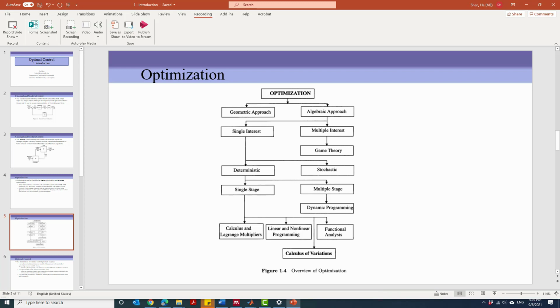For deterministic problems, according to how many stages it has, it can also be decomposed into the single stage optimization and also multiple stage optimization. Dynamic programming is a multiple stage optimization method. Under single stage optimization, we have a calculus and a Lagrange multiplier method. And Lagrange multipliers deal with the optimization of problem with constraints. Along with those lines, we have linear and nonlinear programming, calculus of variation, and functional analysis. In this course, we're going to focus on the calculus of variation.